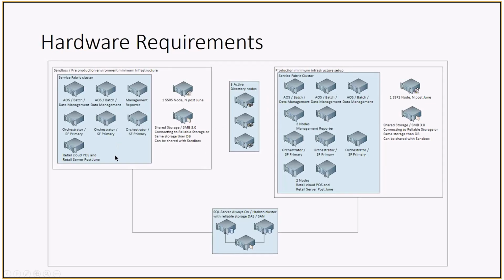Looking at a network diagram, you will have your production environment here, with the service fabric cluster running in your on-premises environment with multiple AOS nodes, multiple management reporter nodes, and multiple orchestrator nodes. Retail is not supported in the cloud today, so we cannot do retail. We have one SSRS node. It's part of the service fabric. Later on, we will be working on scaling this out to multiple nodes. Your Active Directory shared infrastructure and your SQL Server shared infrastructure are shown in this diagram.